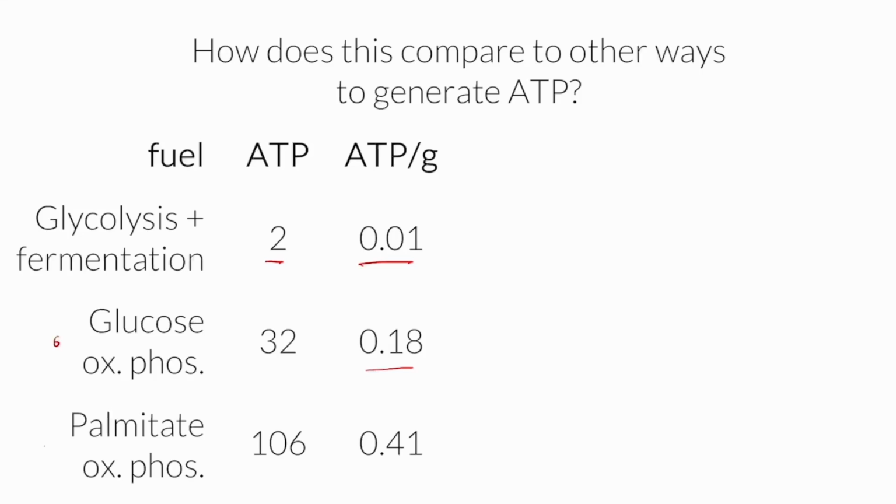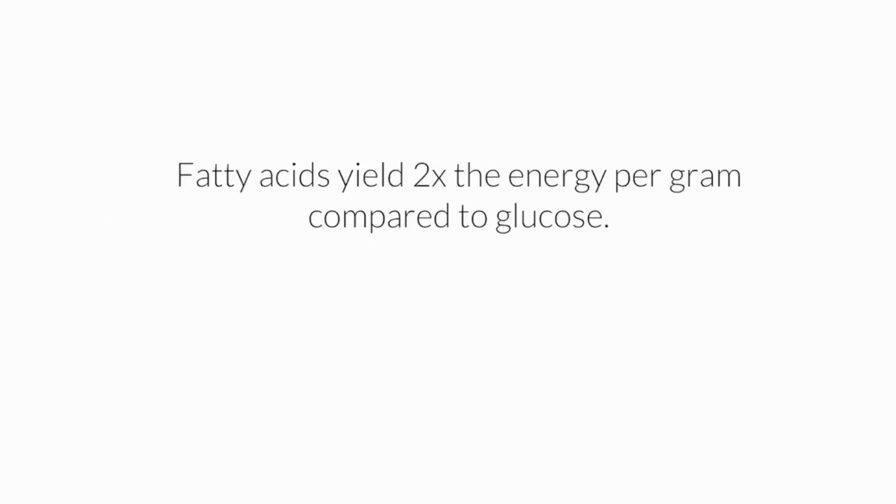And if we do palmitate, we get 0.41 moles of ATP per gram. So in other words, on a per mass basis, we're getting more than twice as much energy out of a fat than we are out of glucose. We can put it this way: we're getting 2x the energy per gram compared to glucose.